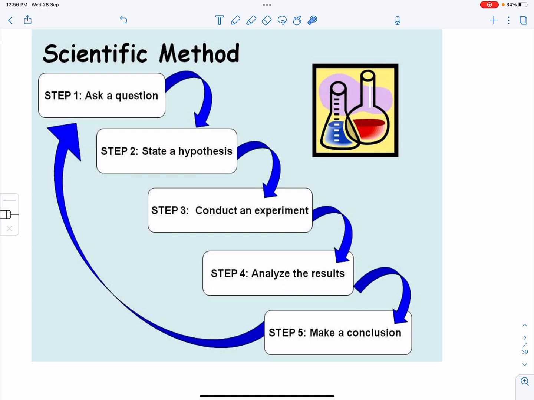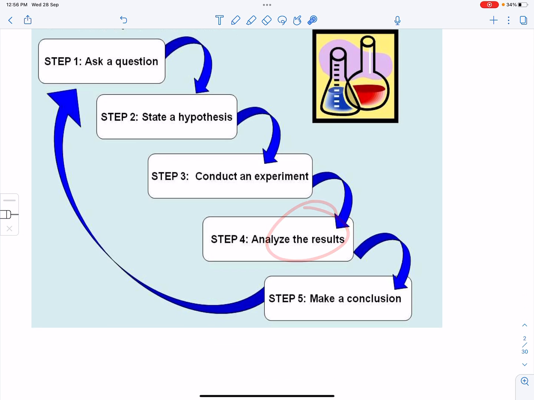Okay? So from the experiment, you will analyze the results. You will make a conclusion. Now, if your conclusion is not correct, you will go back to step 1, to the same question, and then maybe you formulate another hypothesis to explain the question until you finally get an answer that is of satisfaction.